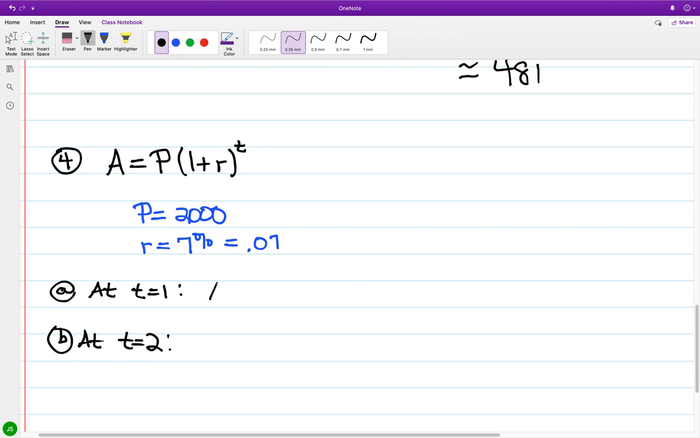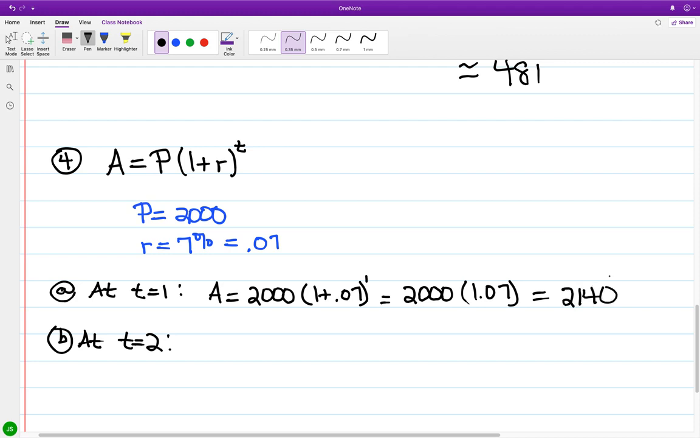And so for the amount after 1 year, using this formula, you have 2,000 times the quantity of 1 plus 0.07, and t is only 1, so we have 2,000 times 1.07, and the future value after 1 year is going to be $2,140. Now, for the future value after 2 years, okay, you have the same formula.